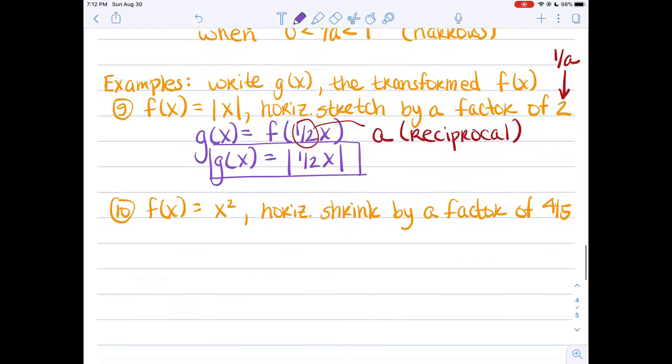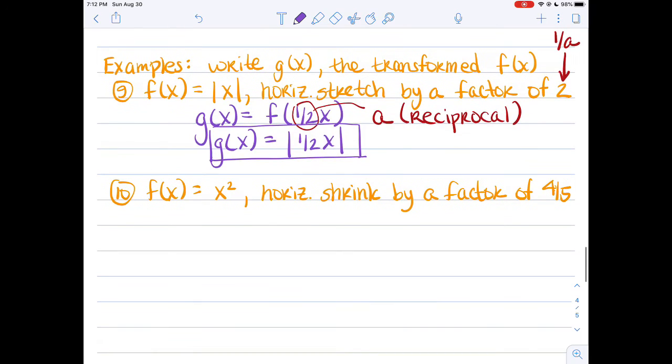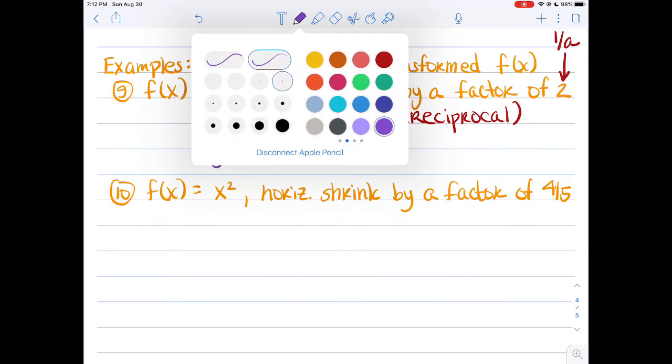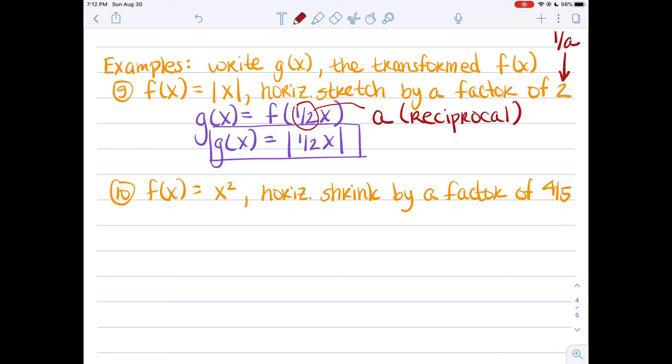All right, let's look at another example. We're going to be doing the same thing. We're going to be thinking reciprocal as soon as we read something. So in this case, we have x squared. That's our quadratic parent function, and we are horizontally shrinking by a factor of 4/5. We know it's a shrink because the value is 4/5. It's less than 1. Remember, this is our reciprocal, our 1 over a value.